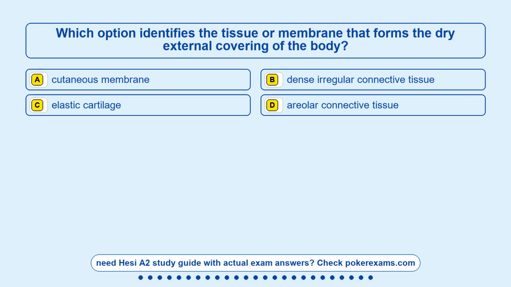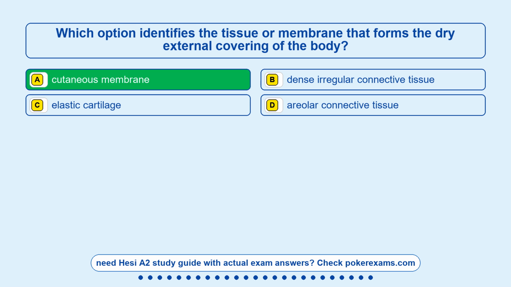Question 17. Which option identifies the tissue or membrane that forms the dry external covering of the body? Option A, cutaneous membrane. Option B, dense irregular connective tissue. Option C, elastic cartilage. Option D, areolar connective tissue. The correct answer is option A, cutaneous membrane.